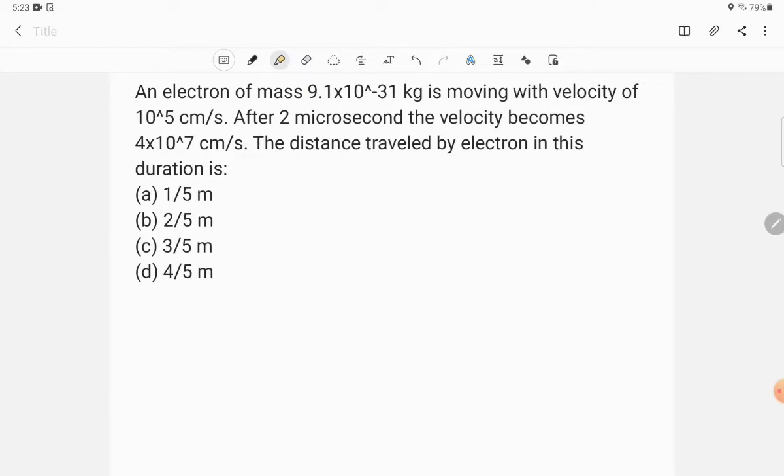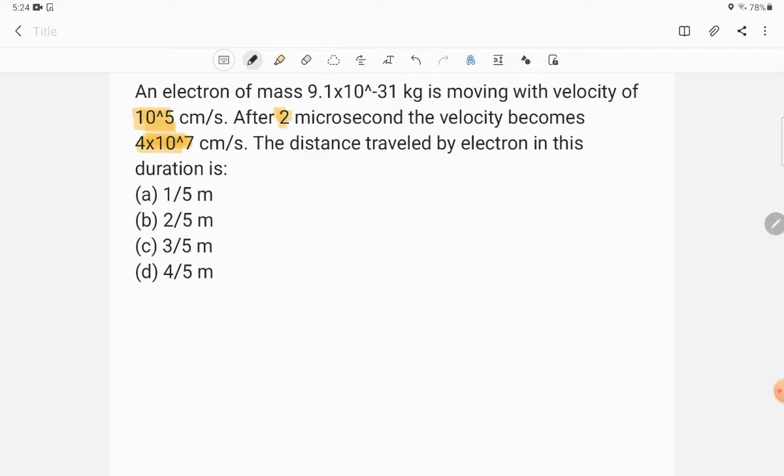So we have to note that we are given three things in order to determine the displacement. One is the initial velocity, the other one is the time, and the third thing is the final velocity. These things are given. And the mass is irrelevant, because in order to determine displacement there is no need of mass. It is just described because the particle is defined as an electron. That's why it is given. Otherwise there is no need of mass in this problem.